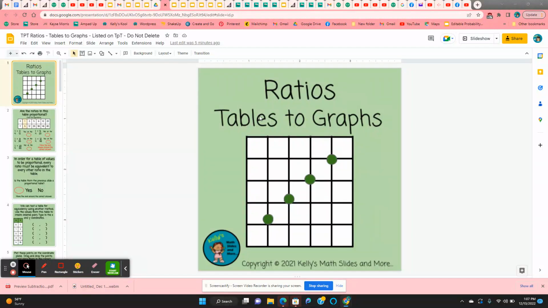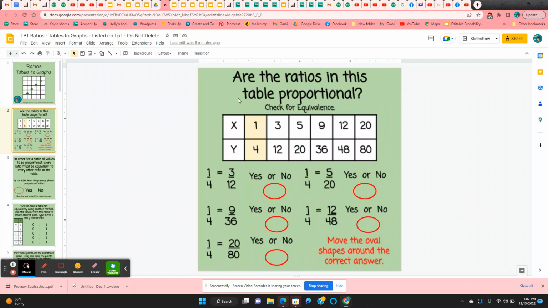Ratios, tables to graphs. This is a digital lesson. So it starts with asking students if this table is proportional, and it shows them how to compare the ratios. So we're going to take this one that's a different color, 1 to 4, and compare it to every other ratio in the table. In order for it to be a proportional table, they all have to be equivalent.